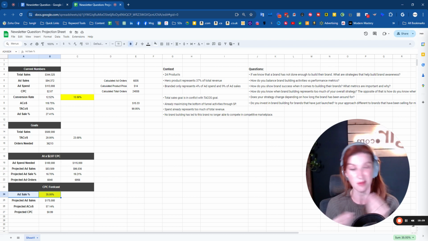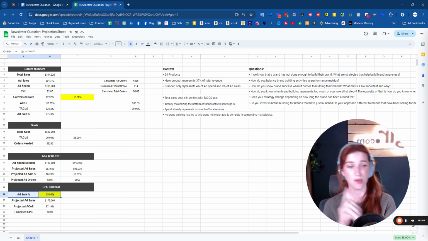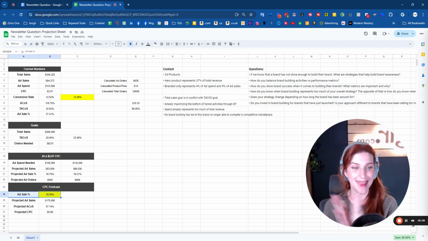So I'm going to get through the projected cost per clicks and give you the benchmark for what you would want to shoot for, again, if you want to make these numbers work. And then off of that, we'll talk ad strategy and how you might think through that.